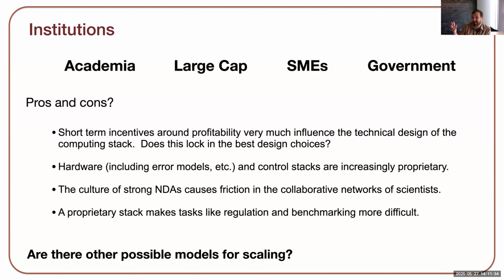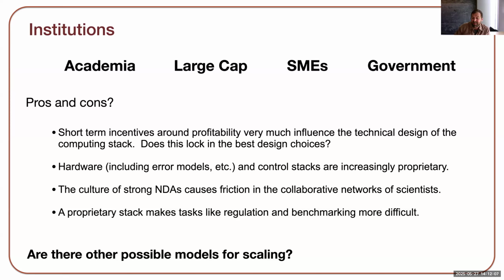Proprietary and for-profit go hand in hand. So hardware is increasingly becoming proprietary, even to the point, and I made it the point here, up to the error models. Different pieces of hardware have different error models, which used to be published quite openly, and I would argue are increasingly becoming proprietary, which makes it difficult for outside engineers to really build control systems that take those into account.